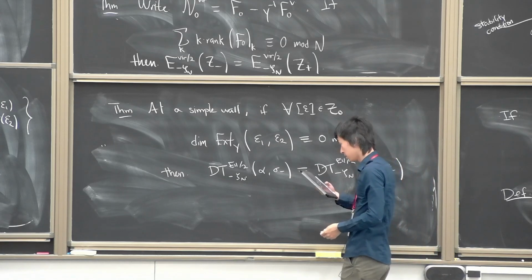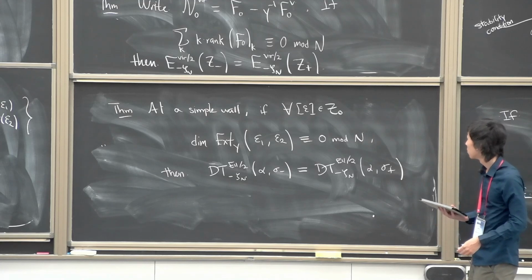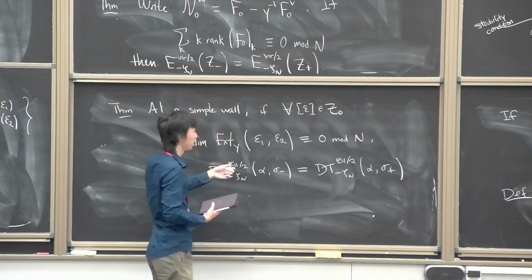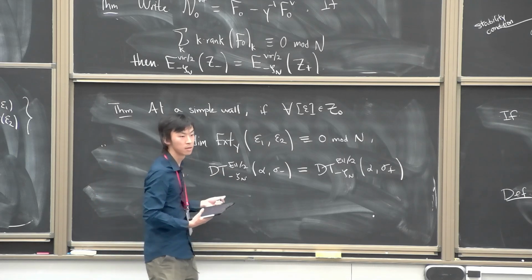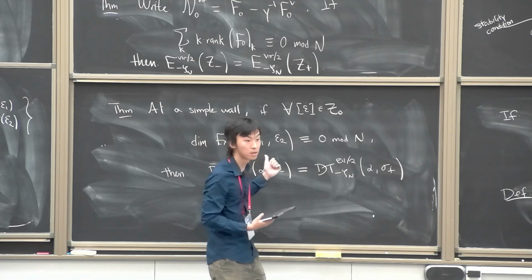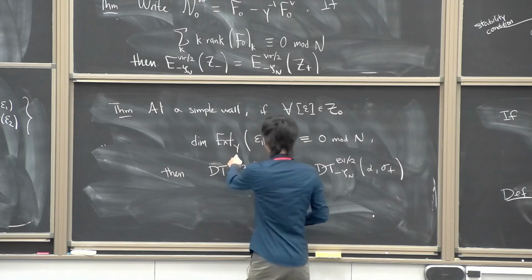And okay, maybe I'm... What is Ext sub Y? Ext sub Y is the alternating sum of the Ext groups on Y. Y is the threefold. Oh, yes, okay. This is a capital Y.